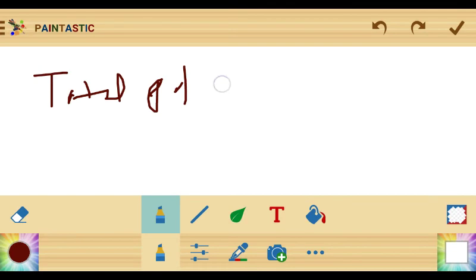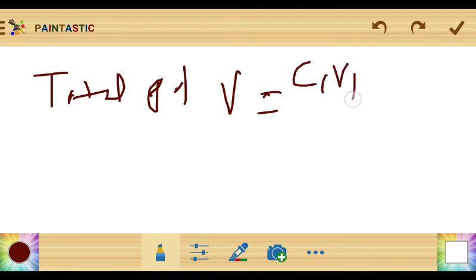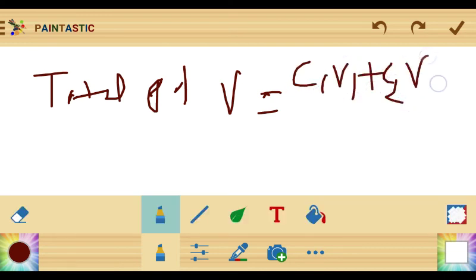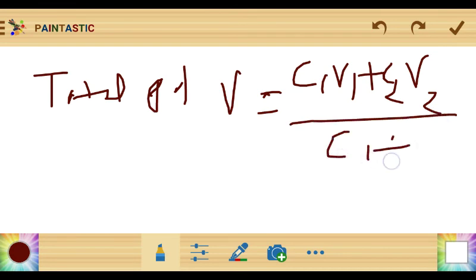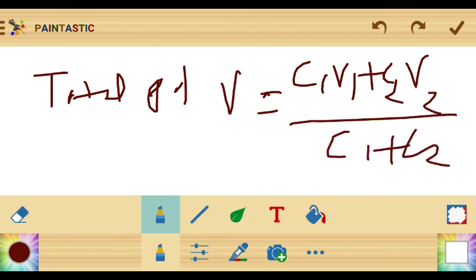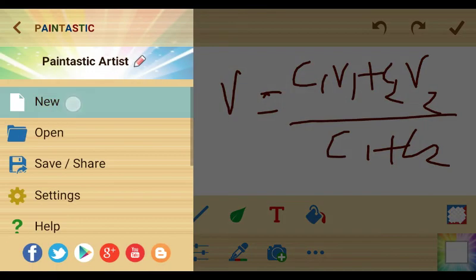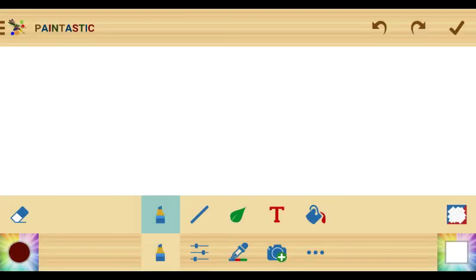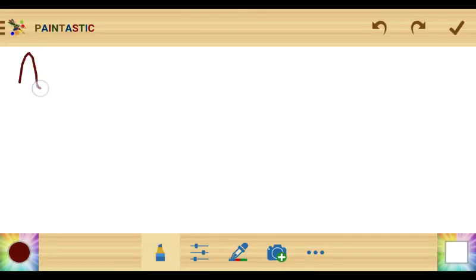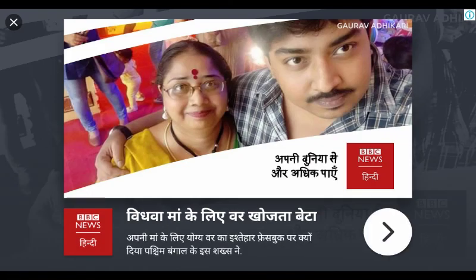Total potential V is simply equal to total charge upon total capacitance. Total charge is C1 V1 plus C2 V2, upon C1 plus C2. Okay, this is before joining. And now I am going to another one, after joining. We are talking about after, once they are joined.